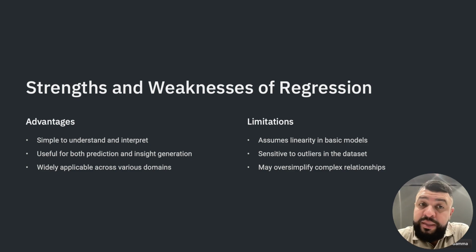But we have limitations as well, such as the linearity assumption. Basic regression models assume a linear relationship between variables, which may not hold true, particularly for complex data. As well, we have sensitivity to outliers. Regression models can be highly sensitive to outliers, which can skew results if not handled properly.